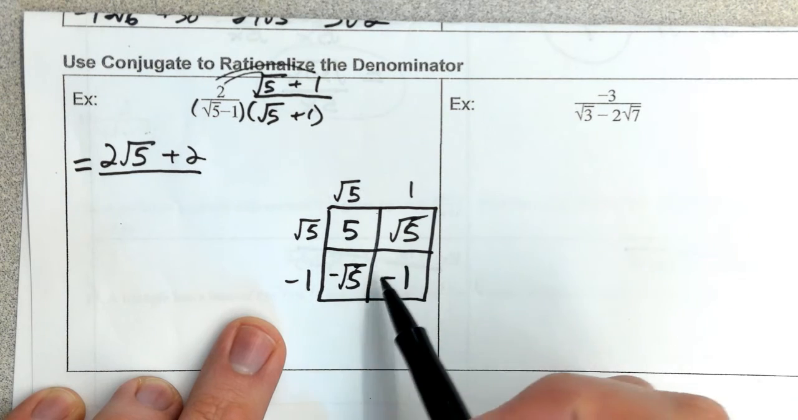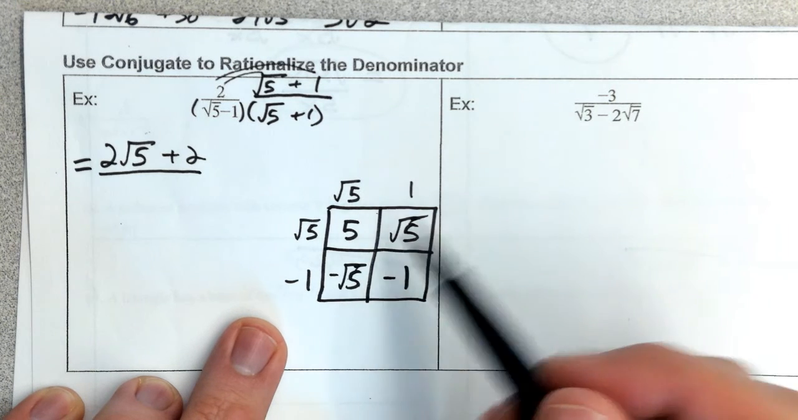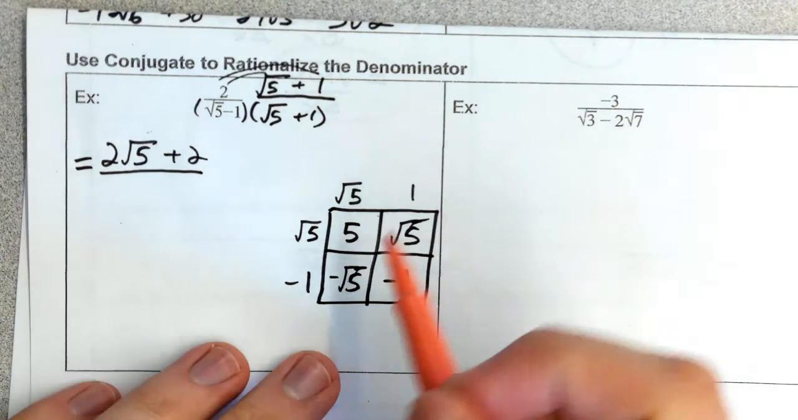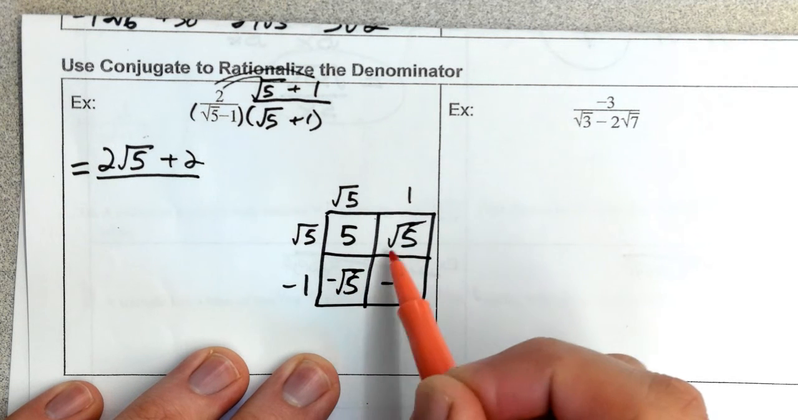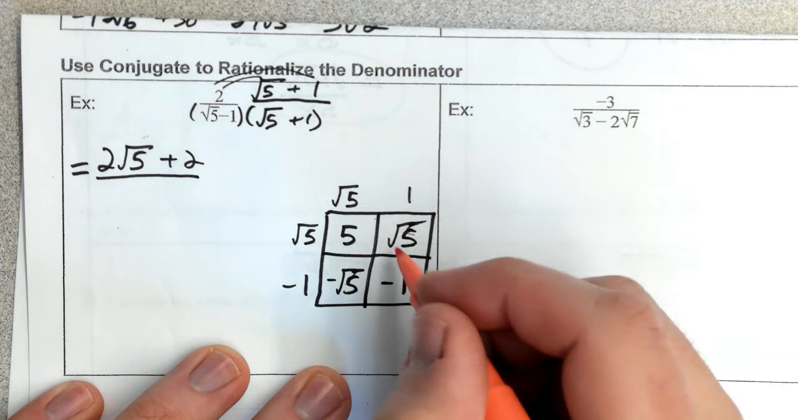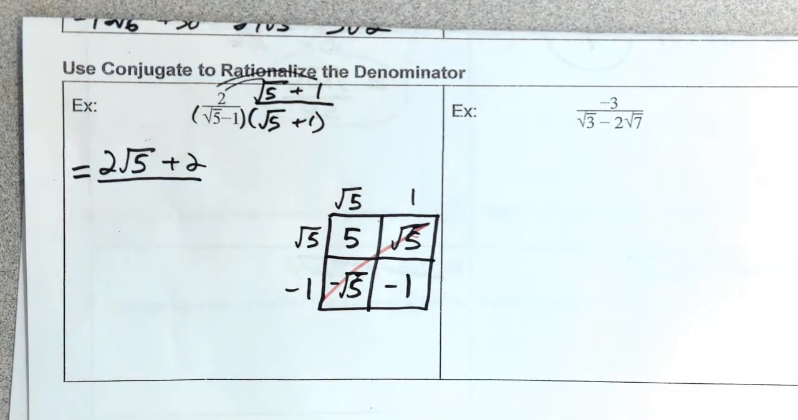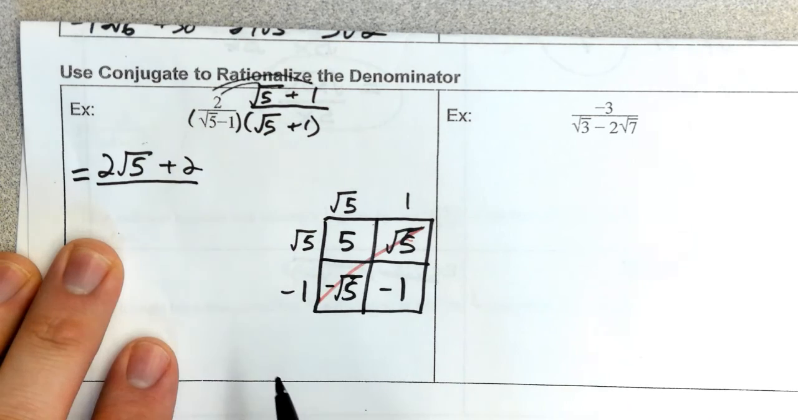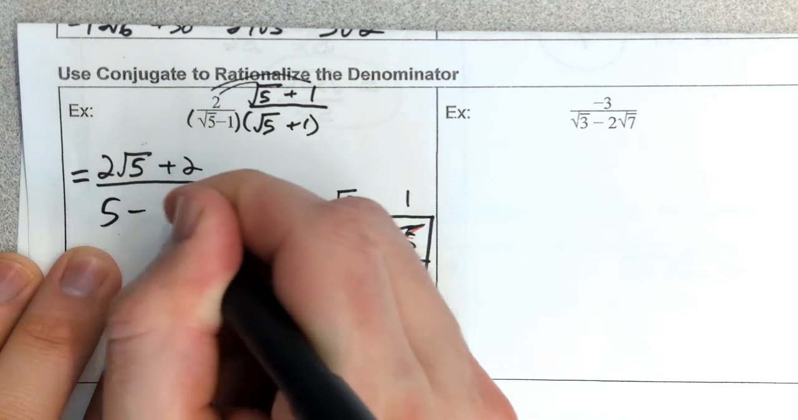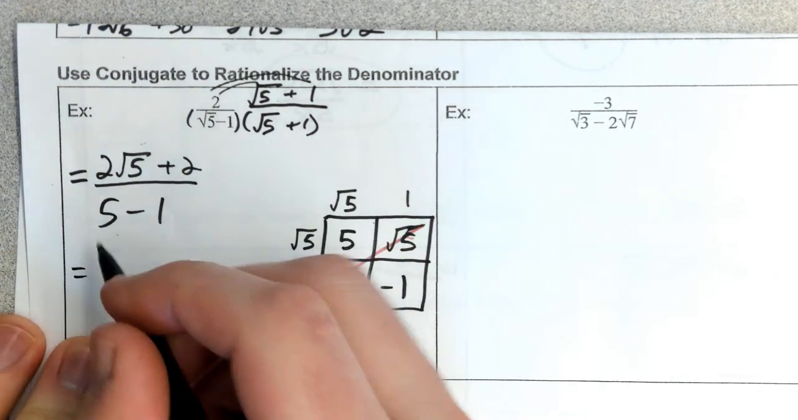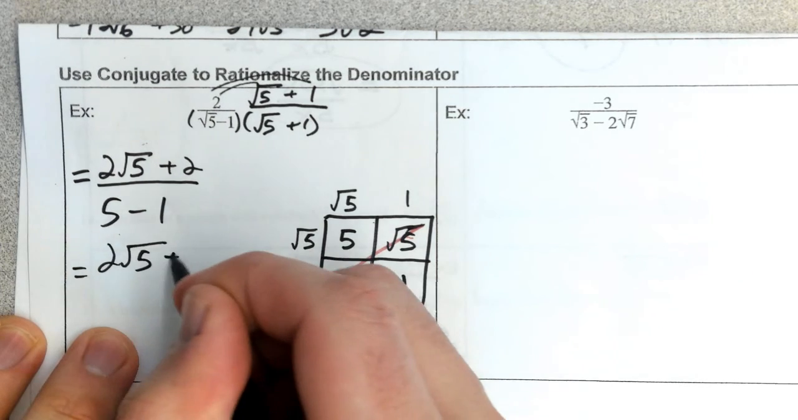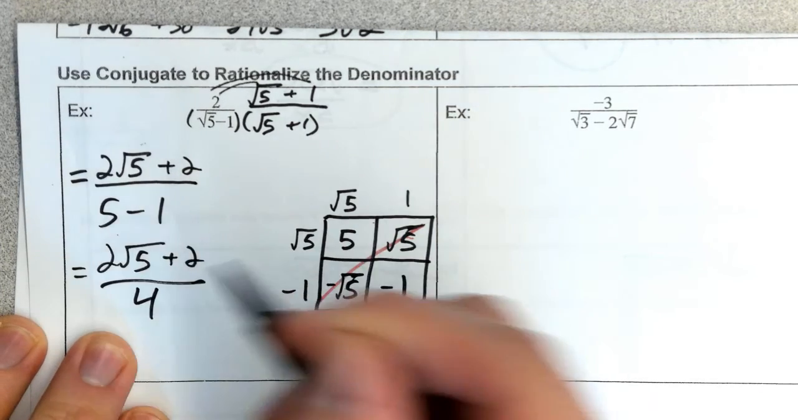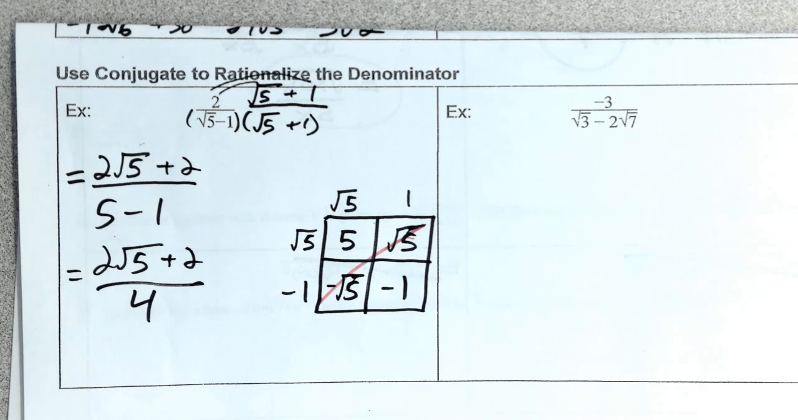Now, this is the beauty of this method: when you combine like terms, you have negative root 5 plus root 5. Those add to 0. So then you end up with 5 plus a negative 1. I guess I can write that out. So 5 plus a negative 1, or 5 minus 1, that's just 4. So you end up with 2 root 5 plus 2 over 4. And we've gotten rid of the square root in the denominator.